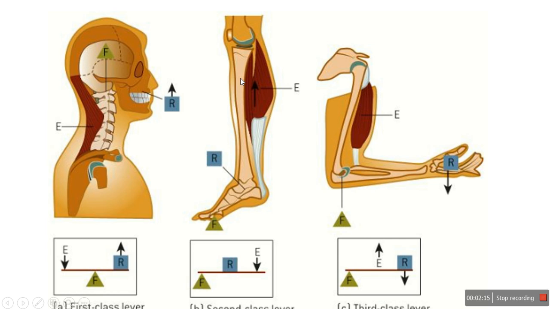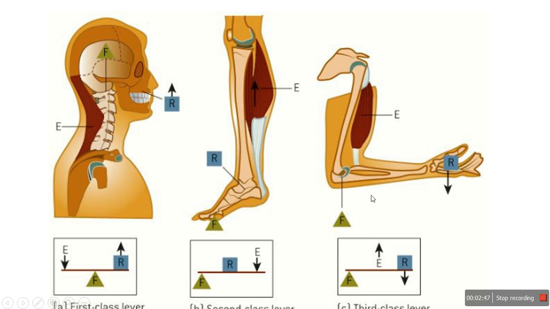In a second class lever, an example of this is here. You've got the fulcrum right in the toes. The effort force is provided by this muscle here in the leg, the quad, and the resultant force is that the heel of your foot is lifted off the ground. So the fulcrum is the joint in the toes, the effort force is supplied by this muscle here, and the resultant is that your foot moves off the ground.